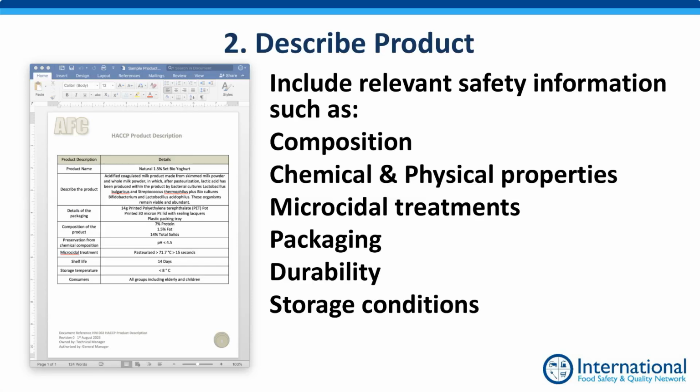Product packaging and packaging systems. There might be modified atmosphere, vacuum packing, or other packaging, such as canning, bottles, plastic bottles. Storage and distribution conditions, so ambient, frozen, chilled. Maximum shelf life under prescribed storage and usage conditions.